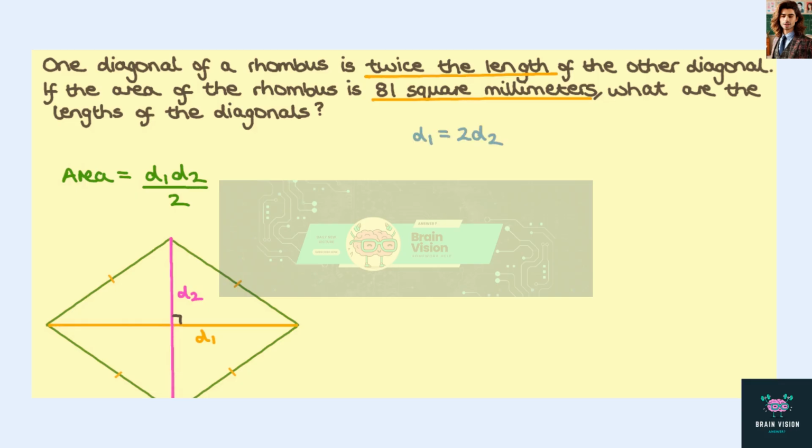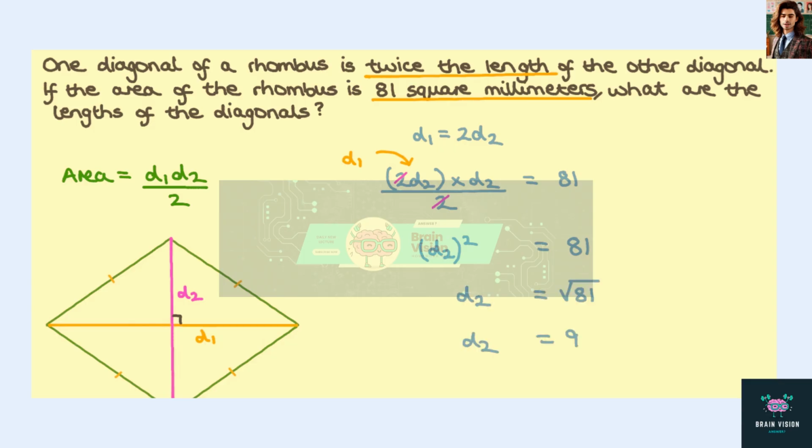So we could let diagonal length d1 be equal to twice the length of diagonal d2. We can then form an equation, replacing d1 with its expression in terms of d2, and the area of the rhombus with 81. We have the equation 2d2 multiplied by d2 over 2 is equal to 81. The 2's in the numerator and denominator of this fraction will cancel each other out, and we're left with d2 multiplied by d2, or d2 squared, is equal to 81.